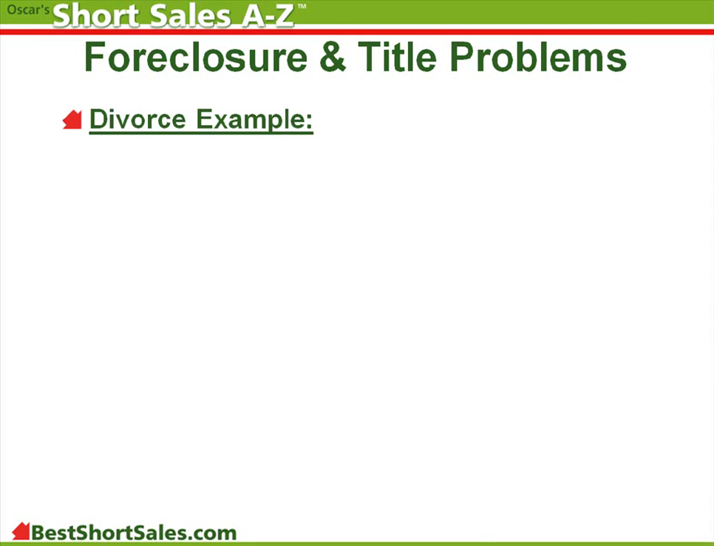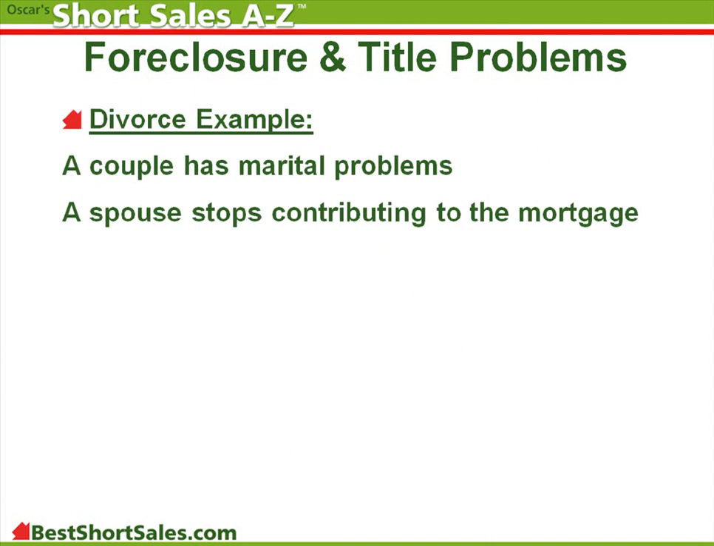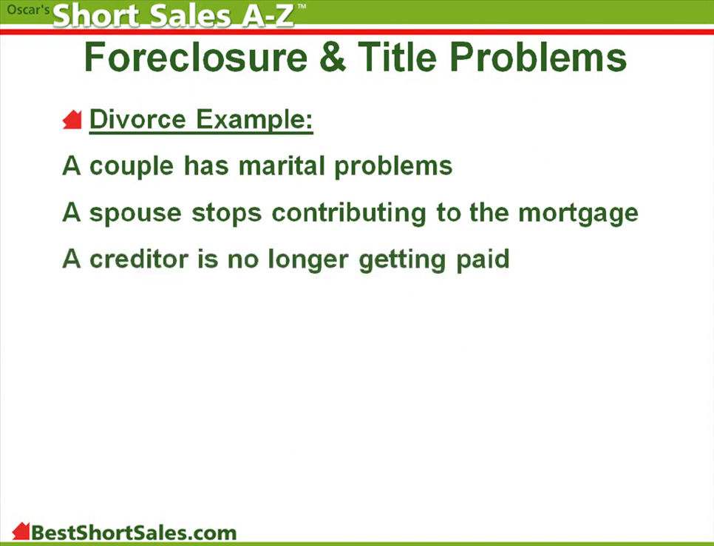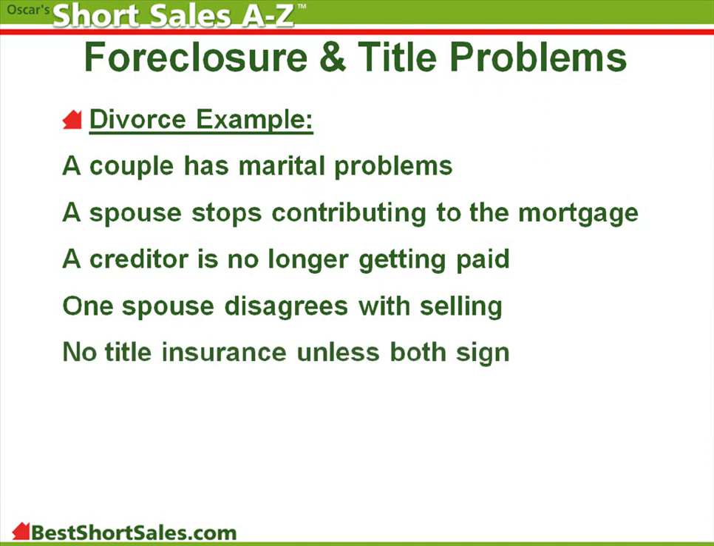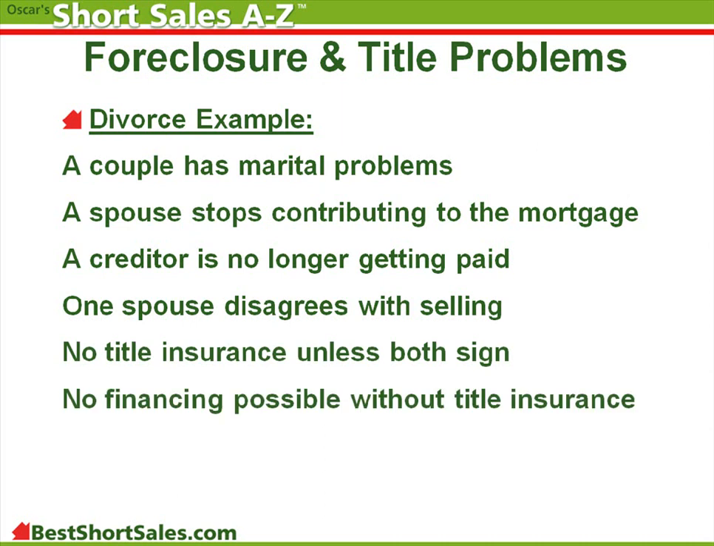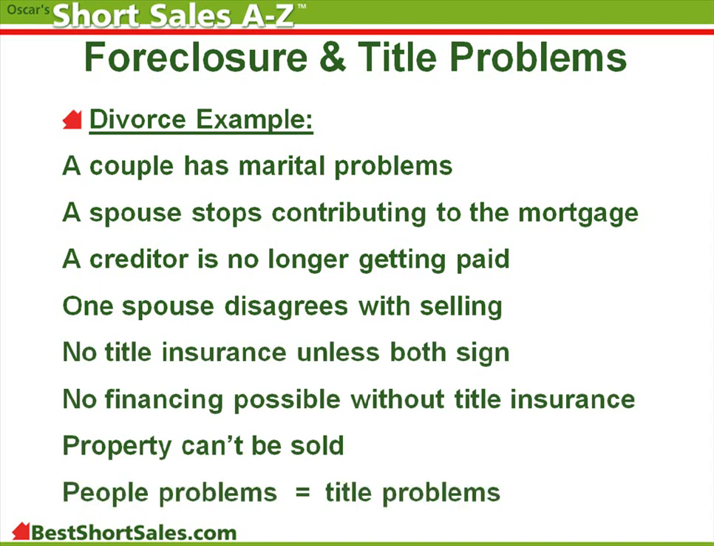Divorce is a good example. A couple has marital problems. As a result, one spouse stops contributing towards the home loan payments. A creditor is no longer getting paid. Now there are 3 people in the situation. One spouse disagrees with selling. If there is a buyer, no title insurance will be issued unless both sign. Lenders do not finance properties without title insurance, so the property can't be sold. Thus, people problems create title problems.